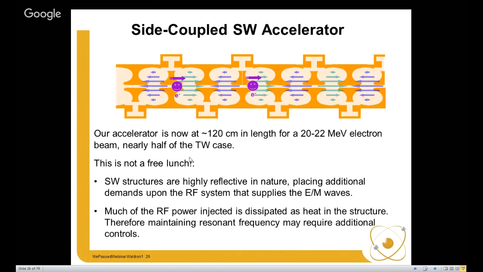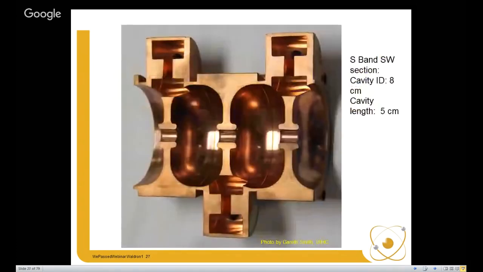But this is not a free lunch. As I said, they're highly reflective in nature, and a lot of the power is dissipated as heat, much more so than a traveling wave accelerator. And so we have much more stringent requirements, demands placed upon the RF system, and it makes the RF system more complicated. Here's a photo of a side-coupled standing wave accelerator cut in half.